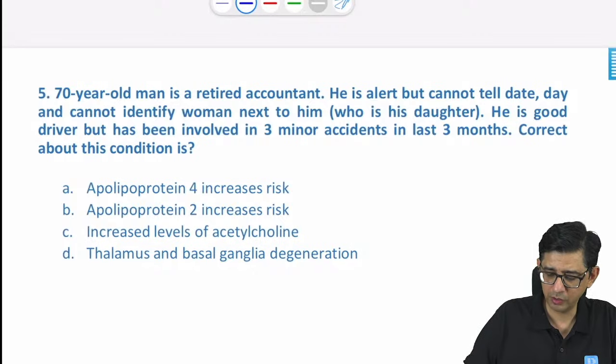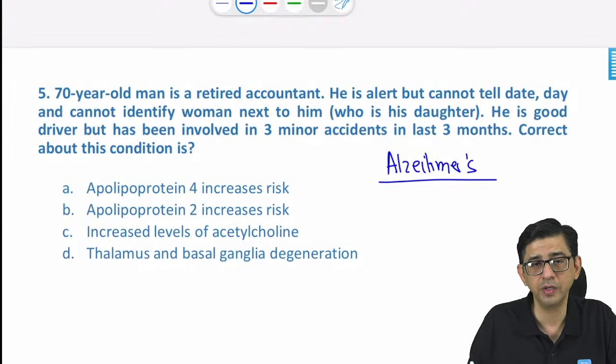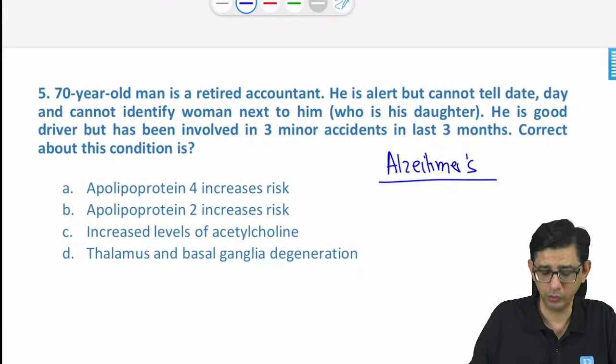Yes, so the diagnosis of this particular case is Alzheimer's disease, and in Alzheimer's disease, the one that will increase the risk is going to be apolipoprotein E4. So this looks like an okay statement.